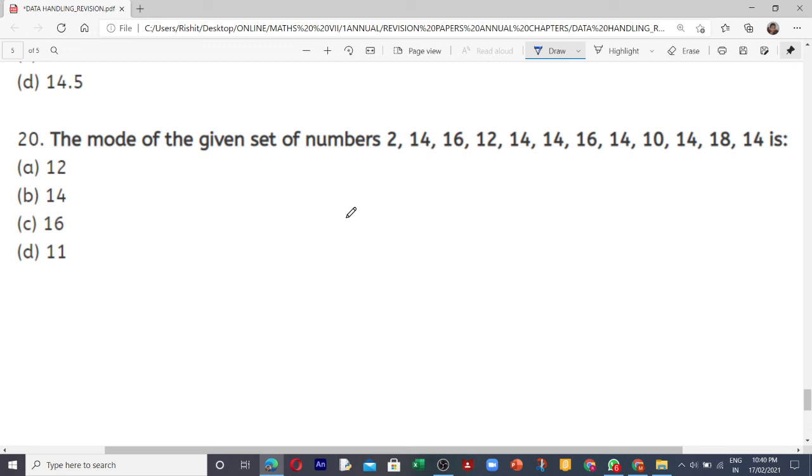How many times a particular data occurs? The data with the maximum frequency will be called the mode.